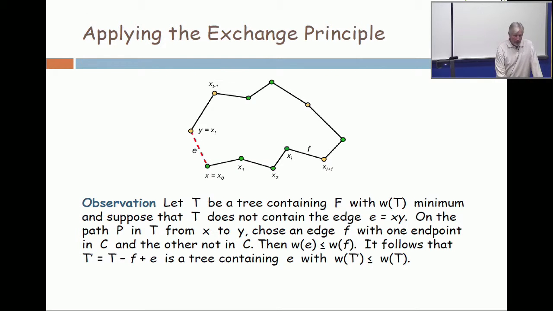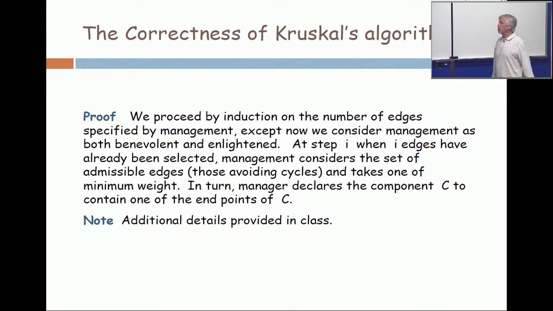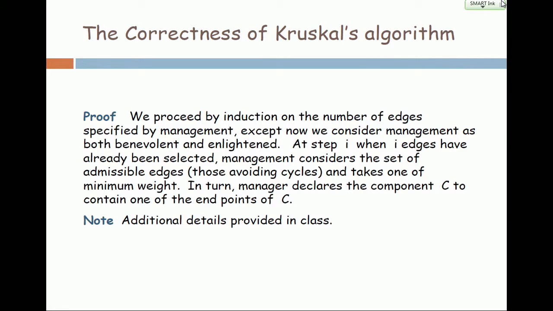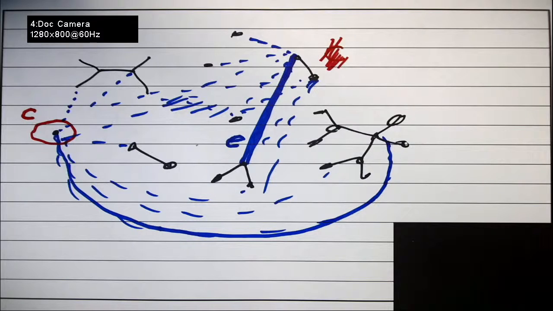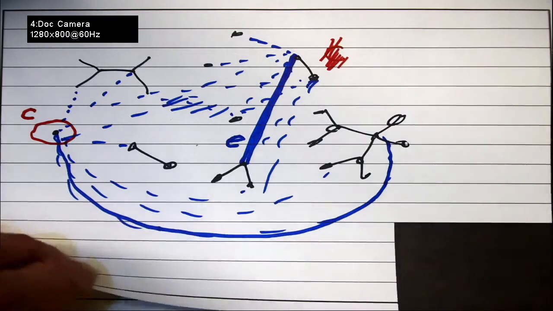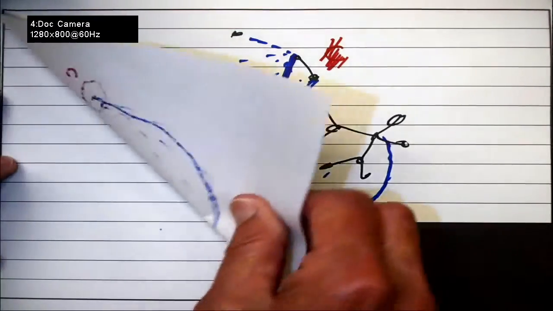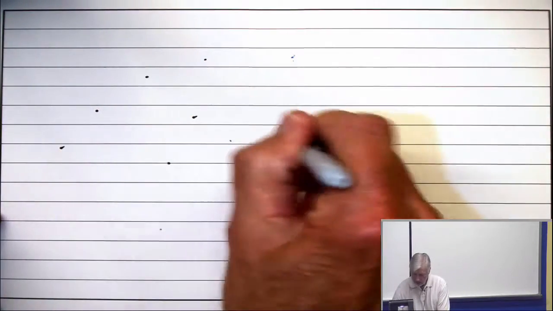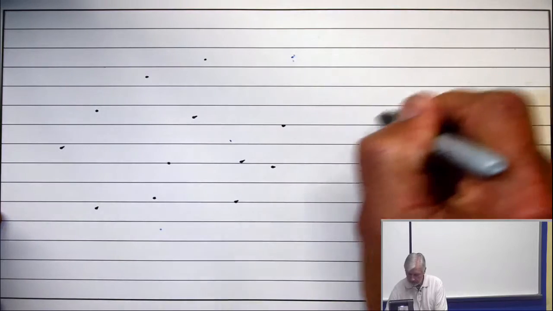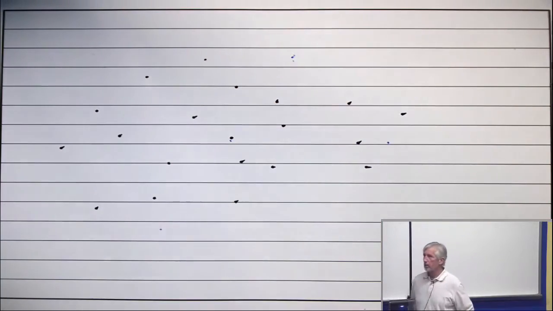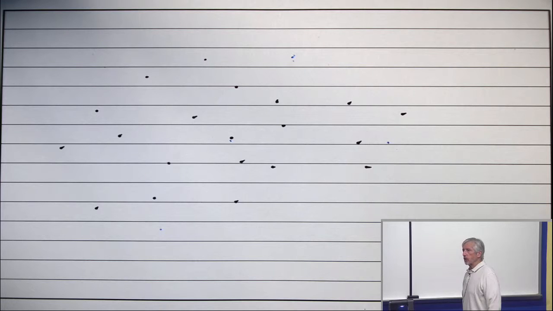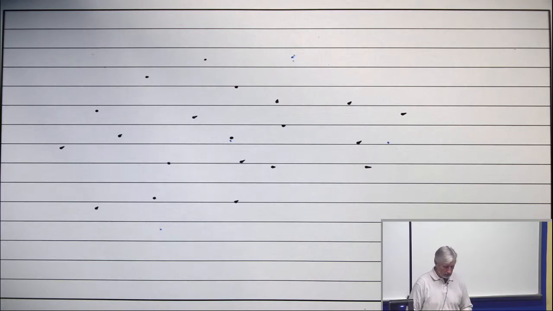Okay. So now let's make sure that we understand how this works in terms of Kruskal. Kruskal involves the notion of an oracle in which you are management. So what do you do to implement Kruskal? You start with an empty graph. There are no edges selected. You take the cheapest edge of all, find it. Here it is.